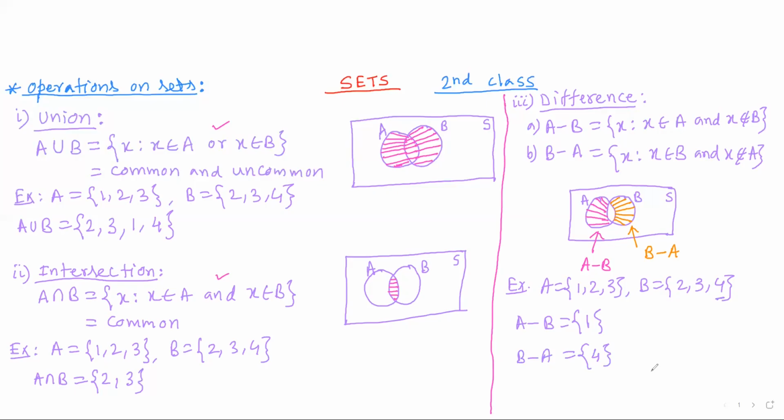Now I will discuss another operation that is called symmetric difference. This is another part of the difference, that is symmetric difference. Operation number 4 is called symmetric difference. Symmetric difference between two sets. Suppose A is the first set and B is the other set. Then the symmetric difference between A and B is denoted by A symmetric difference B.